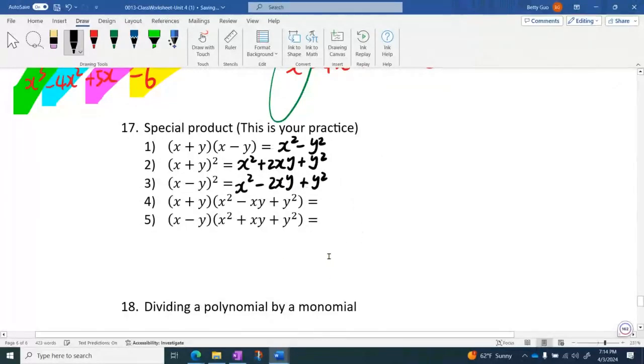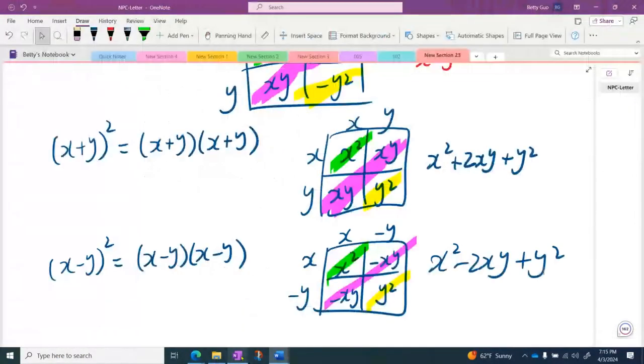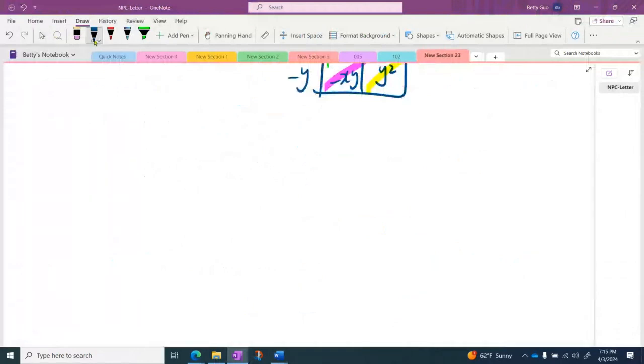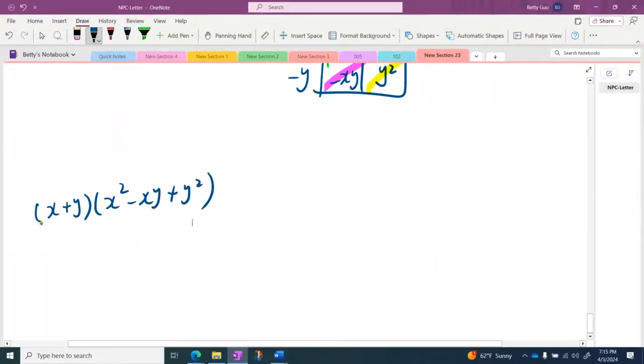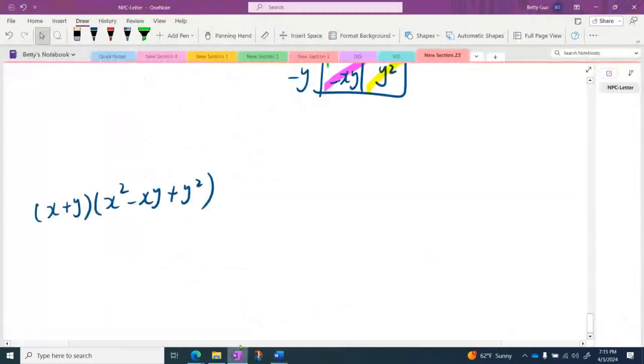If you don't have the same thing, double check your solution to see what went wrong. Now please try number 4. I can write number 4 here, and we have more space. Number 4 is a binomial times a trinomial. Let me double check. Yeah. The binomial is x plus y. The trinomial is x squared minus xy plus y squared.